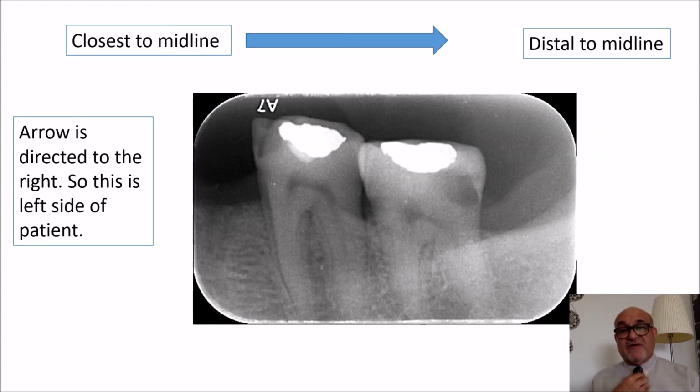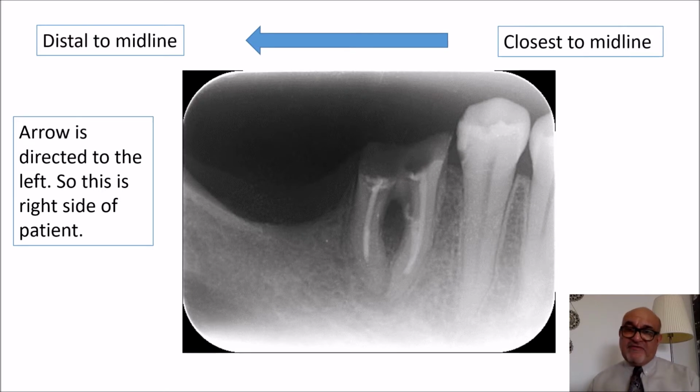Another radiograph. This is definitely for the lower. One, because of the direction of the trabecules, they run in a horizontal direction. Two, because of the number of the roots of the teeth which are present. Three, the external oblique ridge and the mylohyoid ridge, this area. Okay? So this is the midline, and this is distal to the midline. Where is the line directed? Directed to the right, so this is the left side of the patient.